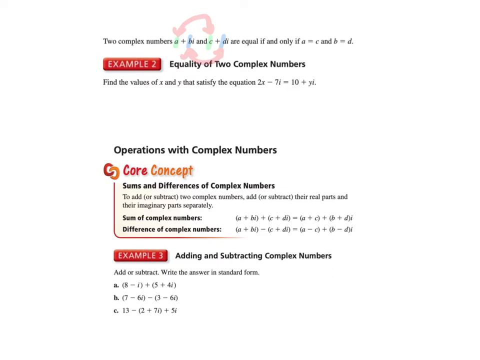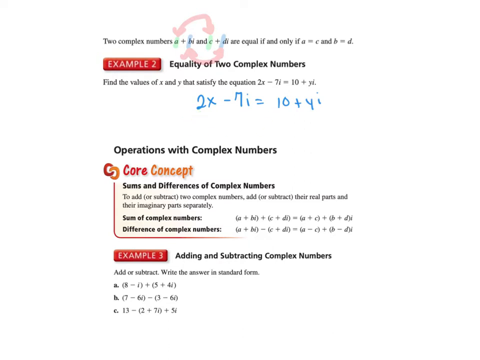So let's take a look here. Find the value of x and y to satisfy the equation. 2x minus 7i is equal to 10 plus yi. All right, so we have a real part and an imaginary part. Each one has both of those. So this is the real part, imaginary part. Real part, imaginary part. For these two to be equal, 2x must equal 10.